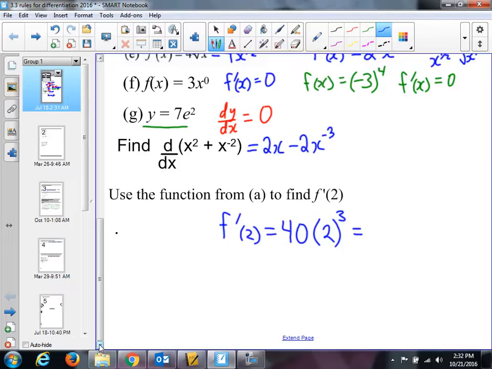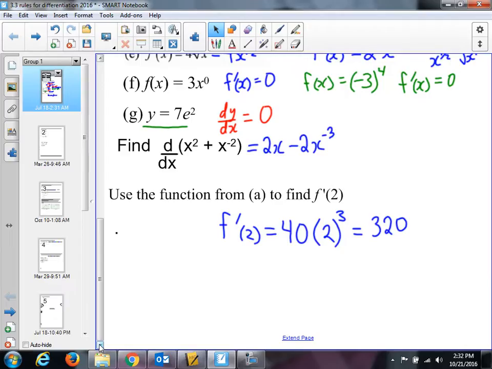8 times 40 is 320, right? Now, what does this f prime of 2 represent? Keeping this in mind at all times, what's a description of the derivative evaluated at x equals 2 in this case? The slope of the tangent line at x equals 2.